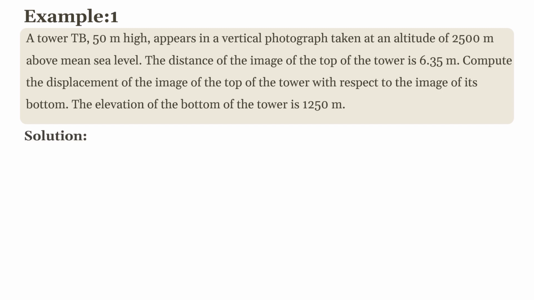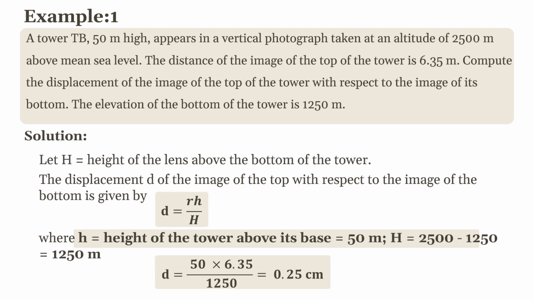And the solution is like this. Let capital H be equal to the height of the lens above the bottom of the tower. The displacement d of the image of the top with respect to the image of the bottom is given by small d is equal to small r h by capital H, where h is the height of the tower above its base, which is equal to 50 meter, and small r is the distance of the top of the tower on the photograph, that is 6.35 meter, and capital H is the flying height above the base of the tower, which is equal to 2500 minus 1250, yielding 1250 meter.